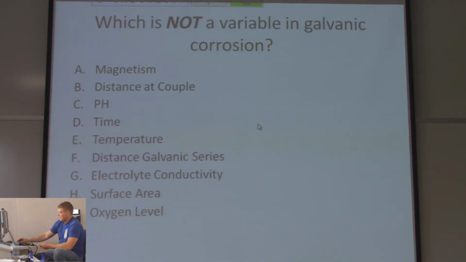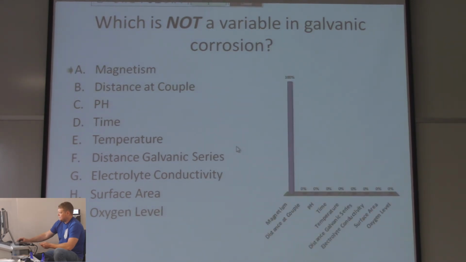Which is not a variable of galvanic corrosion? Magnetism, distance at the couple, pH, time, temperature, distance on the galvanic series, the metals are how far apart they are on the galvanic series, electrolyte conductivity, surface area, and oxygen level. All of these but one are variables of galvanic corrosion. Magnetism has nothing to do with it.